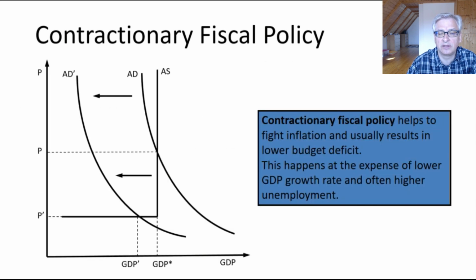That would also be beneficial for the budget, meaning it would decrease budget deficit, or it could even produce a budget surplus. You can see aggregate demand shifting to the left, lowering the prices, being helpful fighting inflation. That will slow down economic growth, obviously, and it may actually result in a higher unemployment, being the cost of fighting inflation.